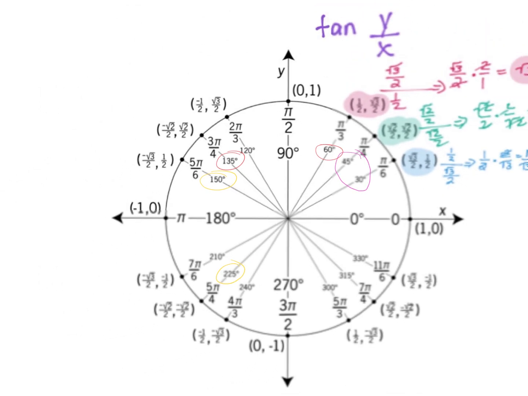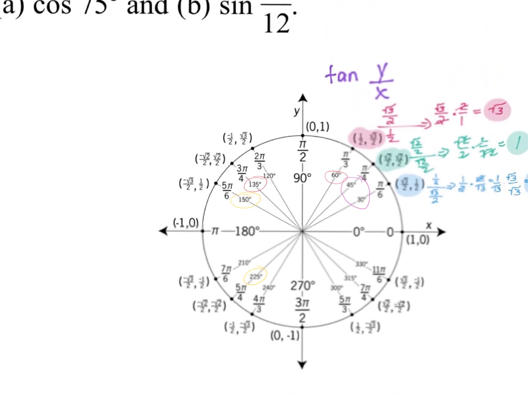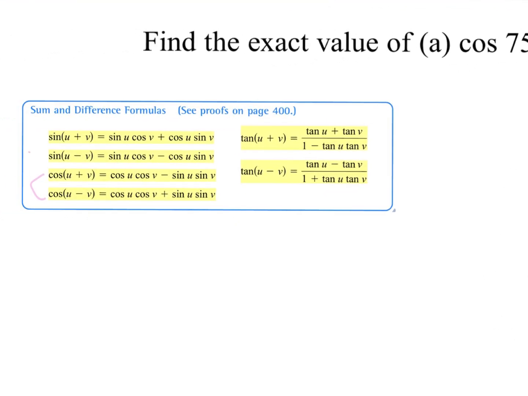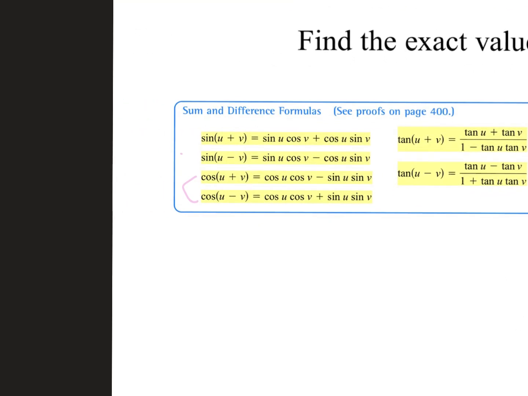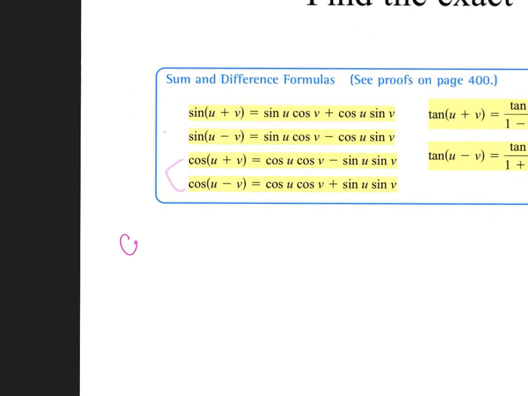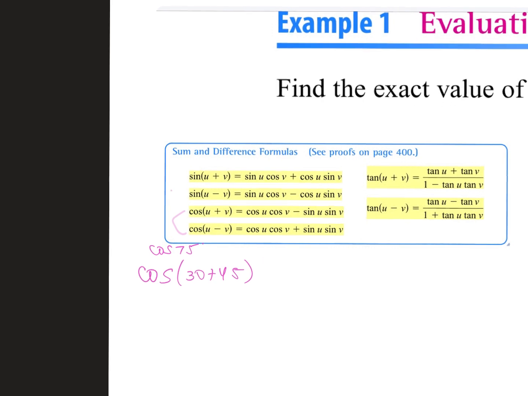What am I doing with 45 and 30 to get 75? Adding, okay? So I'm going to use the cosine formula because I'm trying to find the cosine of 75 degrees. So I'm using the cosine formula where I'm adding 30 plus 45. You guys agree with me? Yes or no? Okay. Well, what is the ordered pair at 30 degrees?